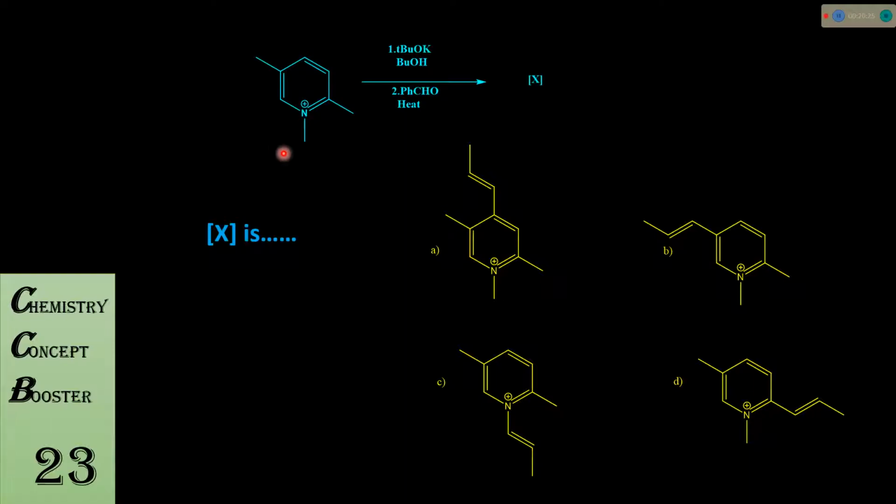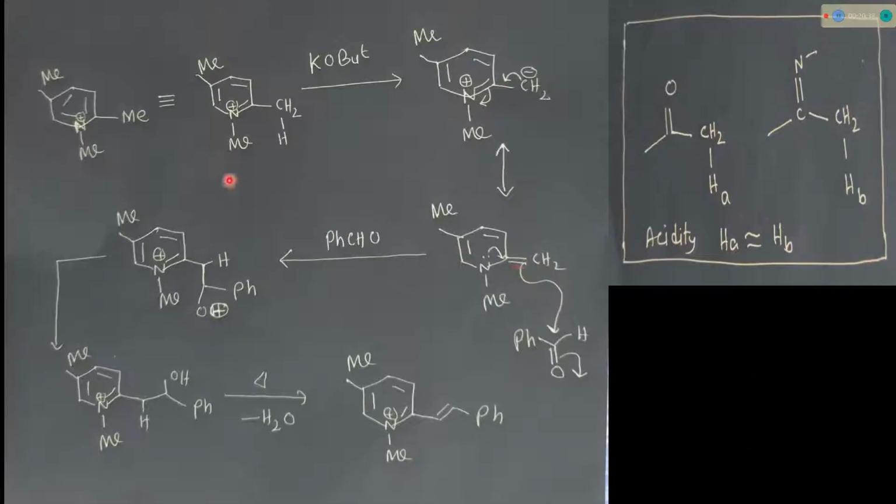Substituted pyridine is given with tertiary butoxide, butanol, and benzaldehyde, then heat. So these are the options. Now see the mechanism. There are three methyl groups: one is connected to nitrogen, and one is at two positions of the pyridine ring, and one at the other position. So three positions have a methyl group.